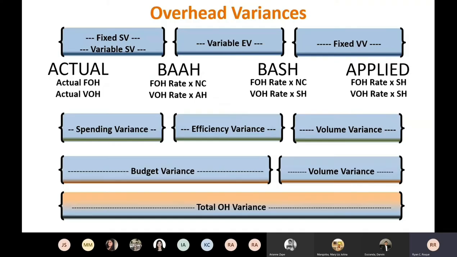Ang pinaka-clue natin dyan, yung SEV natin. So nagtanong sa exam, ano ang variable efficiency variance? Alam mo pa rin na efficiency ay nandun. So alam mo na nasa gitna. So BAA and BASH. Tapos, variable component nga lang kasi variable efficiency. Tinanong ay variable spending variance. So, I'll compare spending pa rin yun sa pinakakaliwa, actual and BAA. So, I'll compare actual and BAA pero yung variable component lang. So, ito po yung pinaka-diagram talaga na kung maraming overhead variances na tanong, pwedeng makatulong sa inyo.